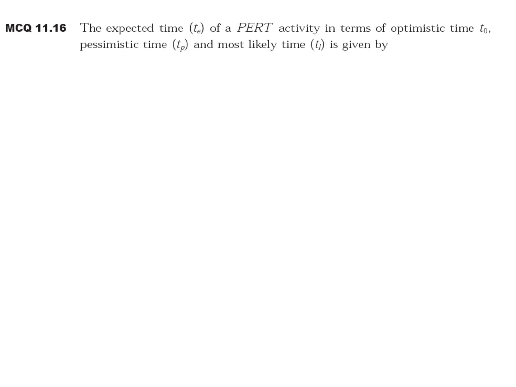This is a GATE 2009 question. The expected time T of a PERT activity in terms of optimistic time, pessimistic time and most likely time is given by how much? T expected time is optimistic time TO plus 4 times most likely time TL plus pessimistic time TP, divided by 6. Out of 4 options you will get this answer.